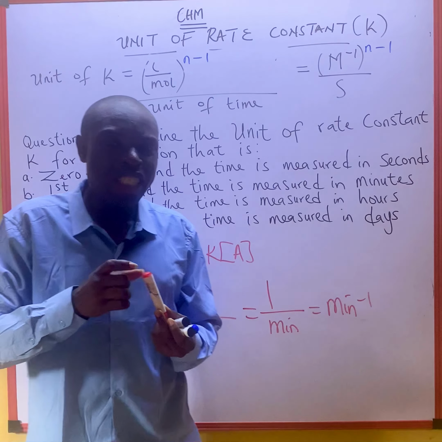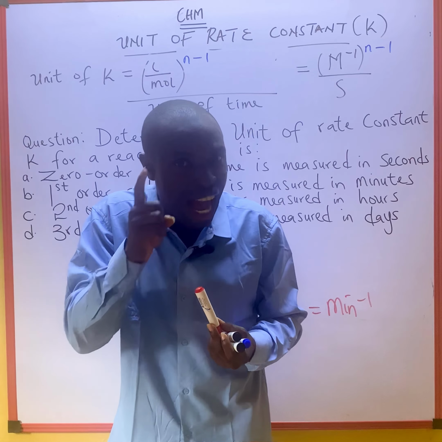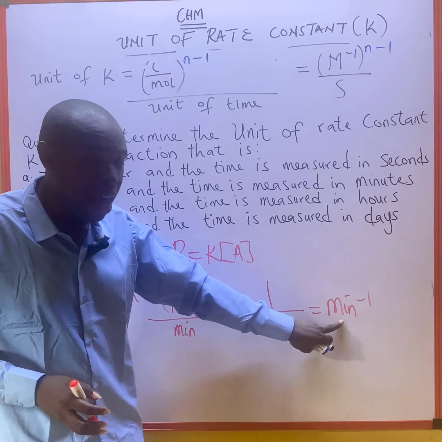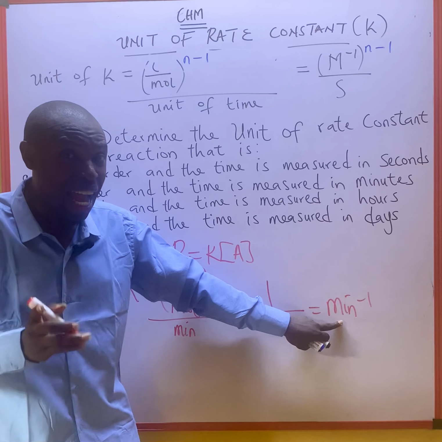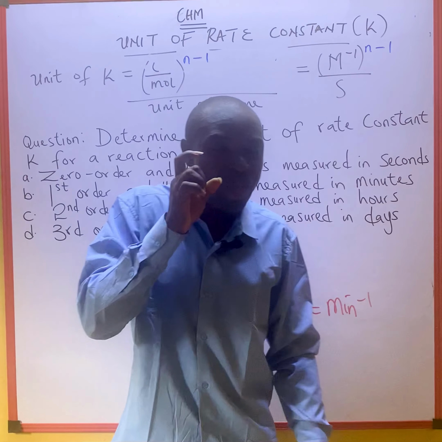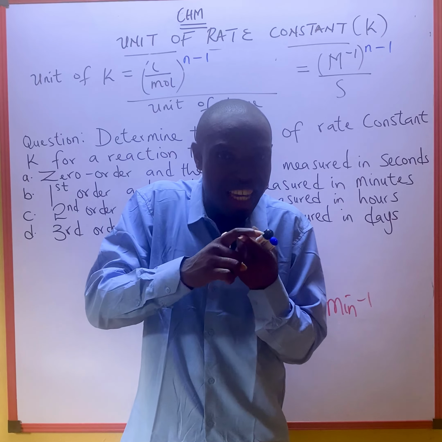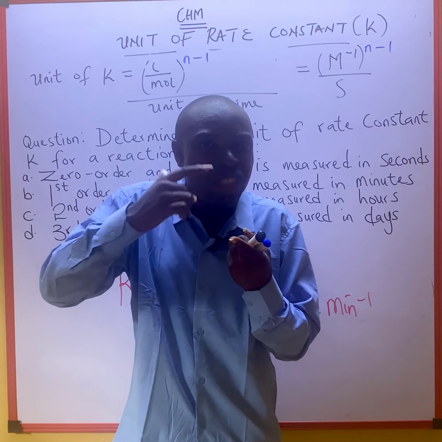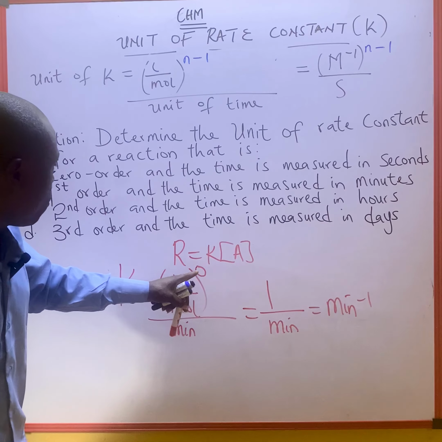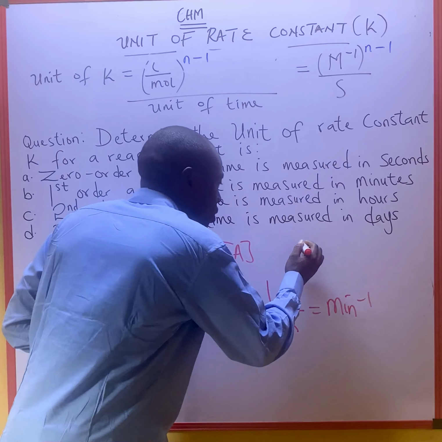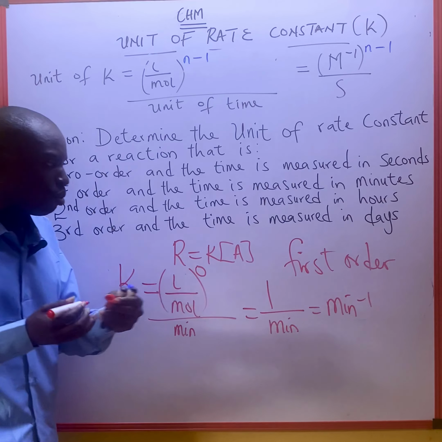That is to say that the unit of the rate constant for a first order is per minute, or per time. This simply tells you that the unit of K for the first order is independent of the concentration of the reactant. This is for the first order. Please look at it properly.